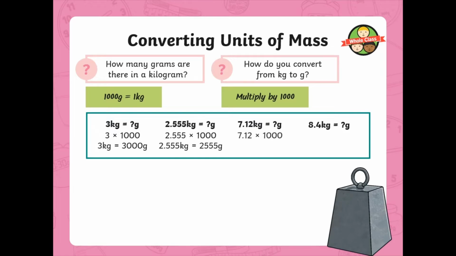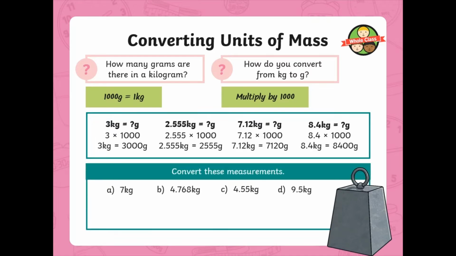7.12 kilograms. There we go, 7.12 times 1,000 is 7,120. And again, 8.4 kilograms. Well, if I'm timesing that by 1,000, I need to move it 3 places on the place value table, which will give me 8,400 grams. Okay. Now then, have a go at converting them. Pause the video if you need to, and we'll go through the answers in a second.